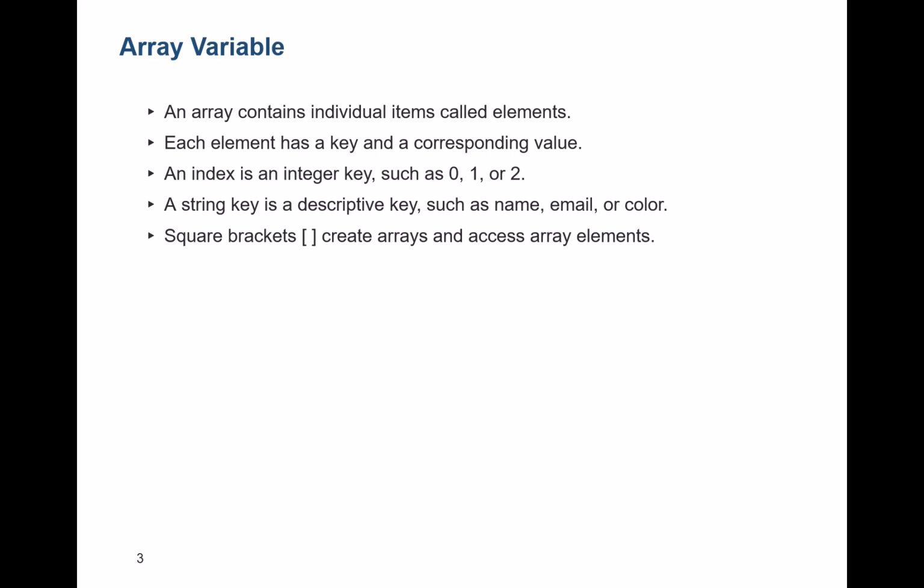An array contains individual items called elements. Each element has a key and a corresponding value. When an array uses automatically assigned numbers such as 0, 1, or 2, those numeric keys are often called indexes. A simple way to remember the difference is this. An index is an integer key, such as 0, 1, or 2. A string key is a descriptive name, such as name, email, or caller.